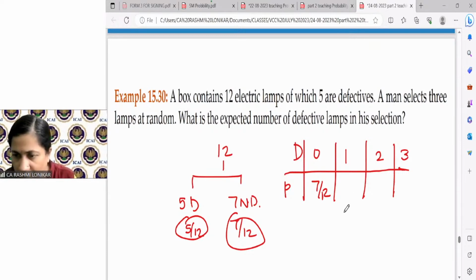Okay. Now one defect means what? I have to take from 5, I have to select 1. So this will be 5C1 into probability, and the other 2 should be non-defective, so it will be 7C2 into the probability. Okay. So this way you have to do, and then for 2 defects I have to select 5C2 and here it will be 7C1. For 3 defects all will be selected from the defective, so it will be 5C3. Okay.